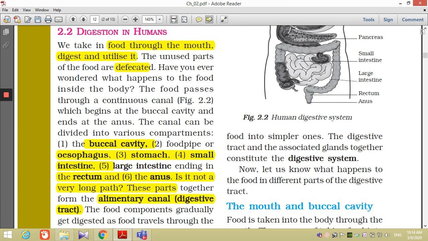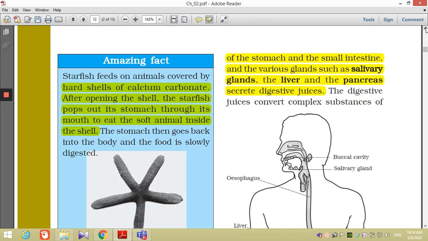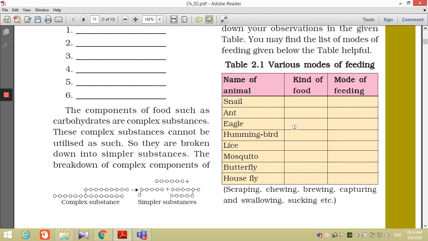In the next class we will discuss in detail the human digestive system. For today you will complete this activity: which animal corresponds to which kind of food, and what is their mode of feeding.